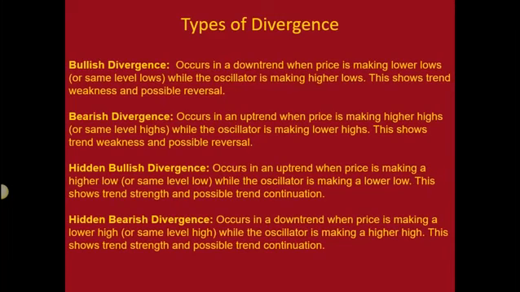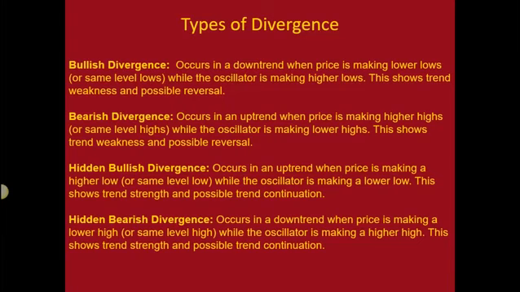So here's the types of divergence. As you can see, the bullish divergence occurs in a downtrend when price is making lower lows or the same level lows, and when the oscillator is making higher lows. This shows that the trend is weakening and there's a possible reversal. Then we have bearish divergence, which occurs in an uptrend when price is making higher highs or the same level highs while the oscillator is making lower highs. This shows trend weakness and possible reversal.